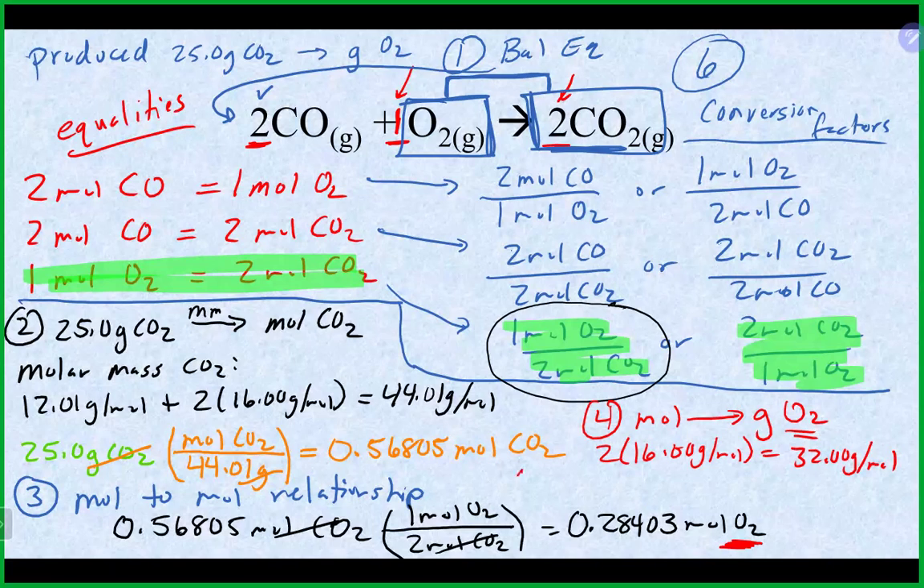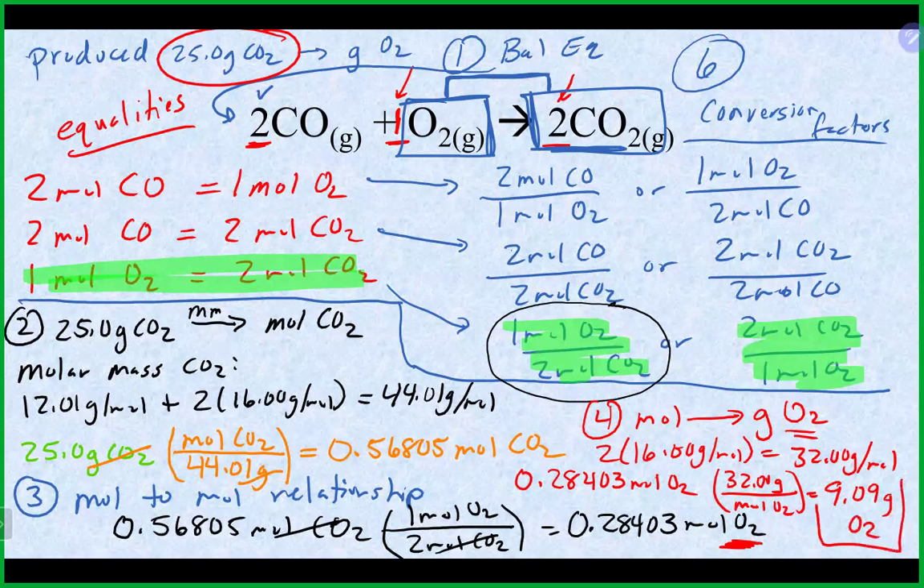So I'll take the number I left off with, 0.28403 moles of O2. We'll use our 32 grams up on top per mole of O2. And that will get me here, times 32. At this point, I can clean it up to the right sig figs, which is probably based off of that number, which is about 9.09 grams of O2 in this case.